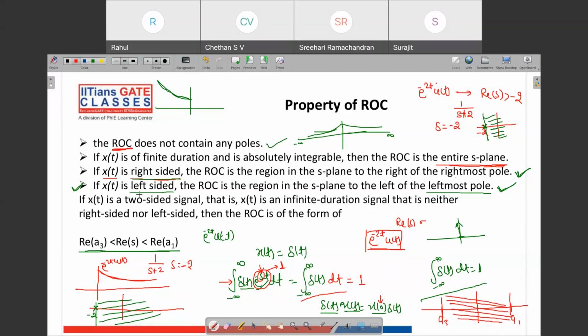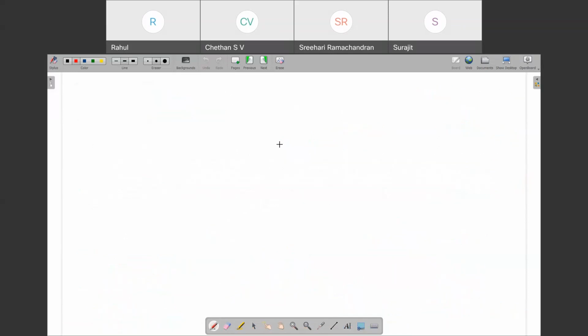So these are the four properties of the ROC. For the first case, I have shown you one example, for the second also, and for the third also. This fourth one and the fifth one, I will show some examples now. So let's go to the next slide.